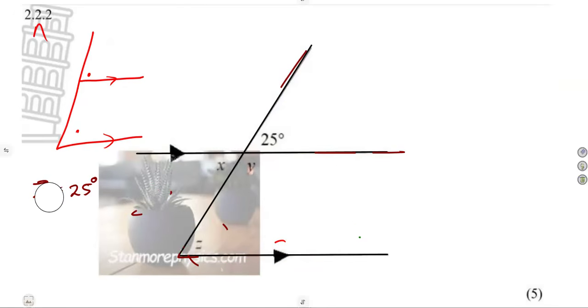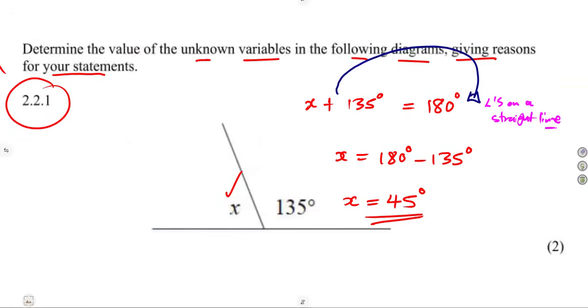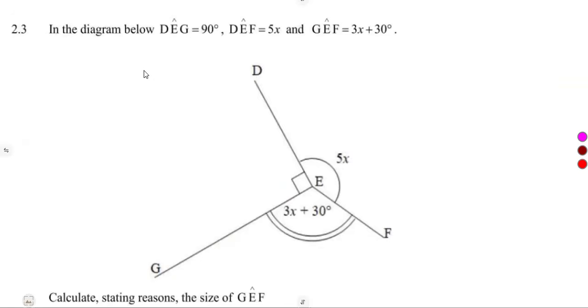Anyway, as long as you have a reason for that statement, take note, they said, determine the value of the unknown variables. But whatever you're going to be using to answer, giving reasons for your statements, as long as there is a reason, you're good to go. All right. Anyways, let us see.